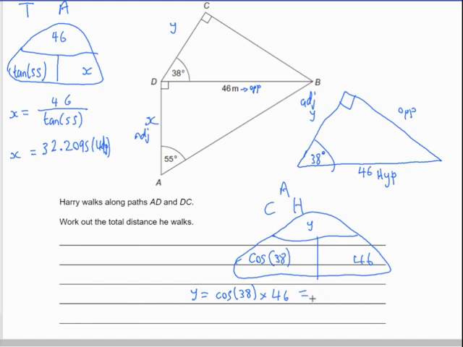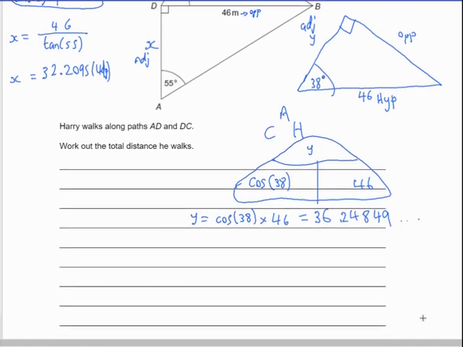That's going to be equal to 36.24849, and that goes on. I'm not going to round this one because I've got this exact answer. So if I add x plus y, that gives me the total distance he walks. That's going to be 32.2095 plus 36.24849... So just using that answer.